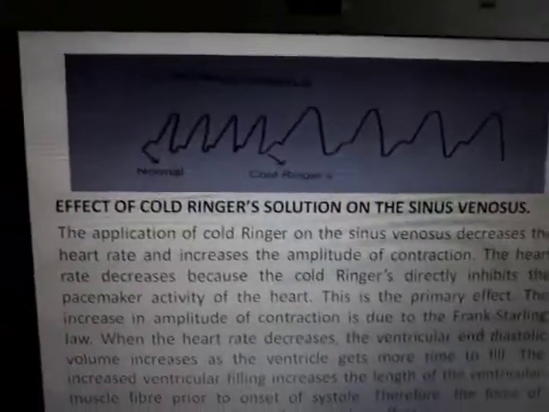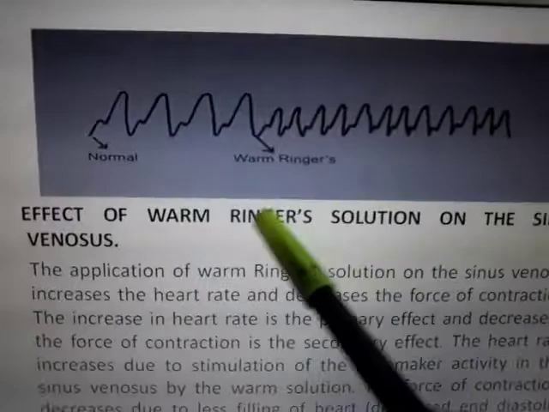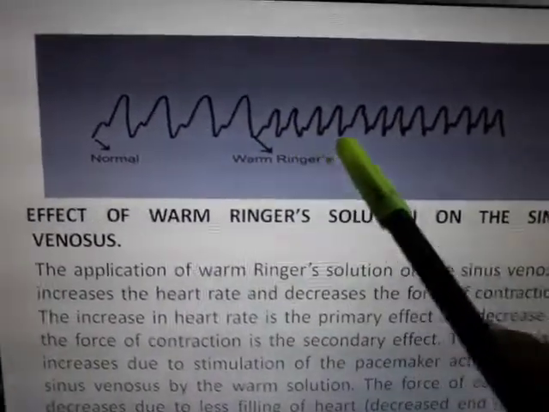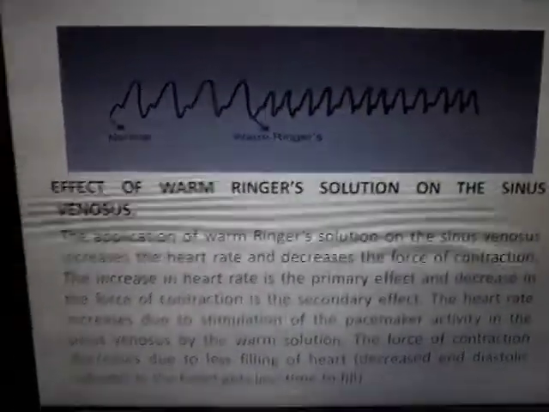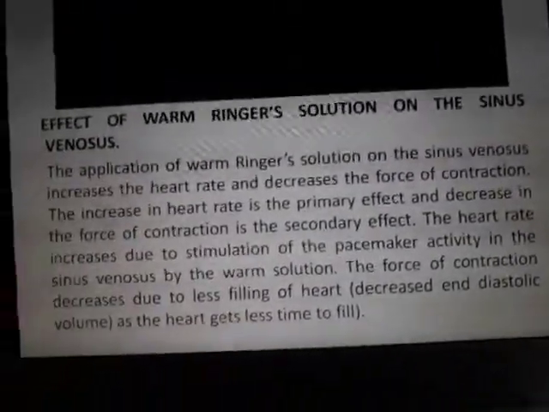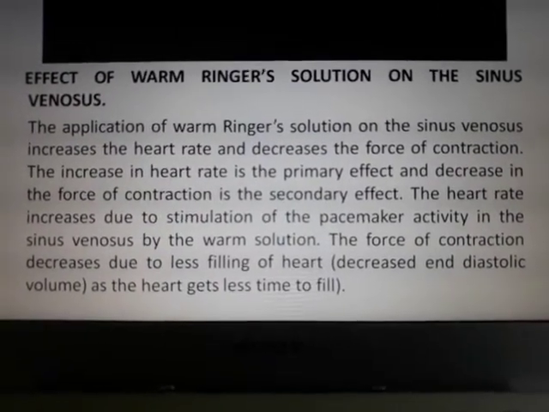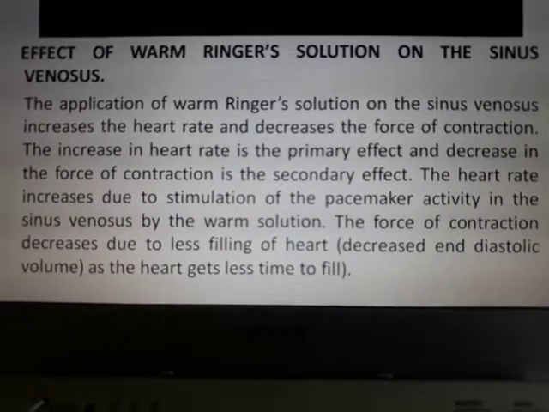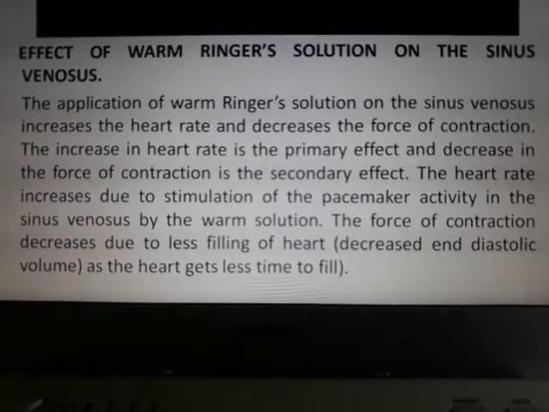Okay. Now effect of warm Ringer solution on sinus venosus. If we apply warm Ringer solution on sinus venosus, we will see that the heart rate increases, but here the force of contraction has decreased. Thus, the explanation is the application of warm Ringer solution on the sinus venosus increases the heart rate and decreases the force of contraction.